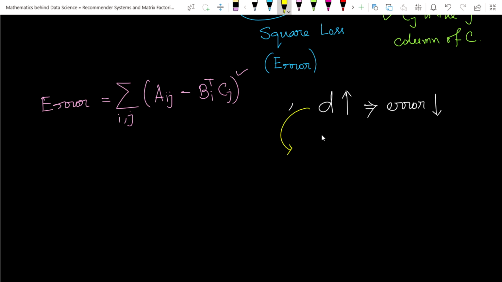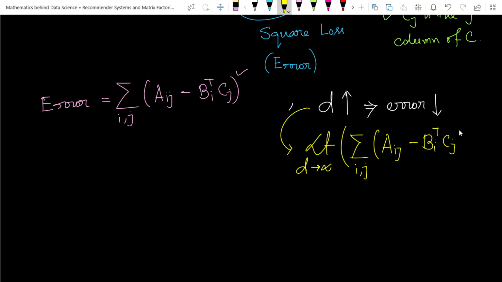Okay, so if you write this concept in a limiting form, limit d tends to infinity. When d tends to infinity, then this term, (a_ij minus p_i transpose c_j) whole squared, equals 0. This is the limiting concept. The main concept is the same: if we increase the d value, then the error will decrease.